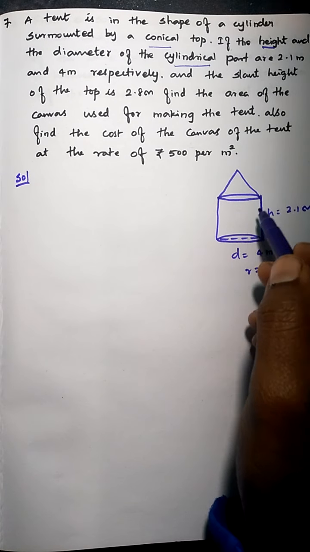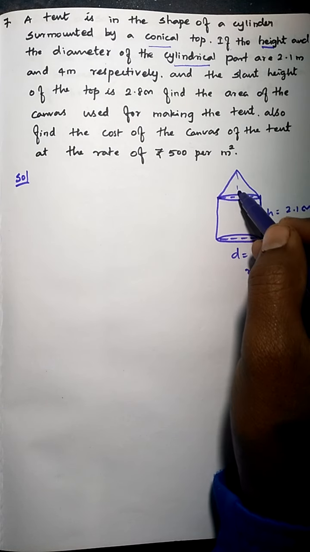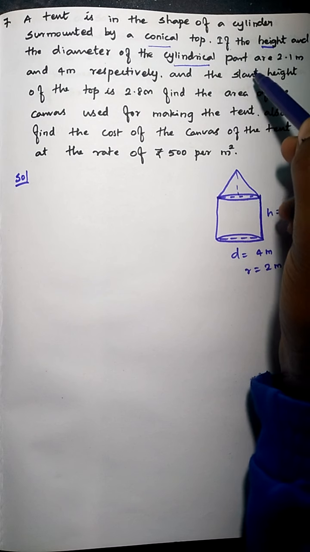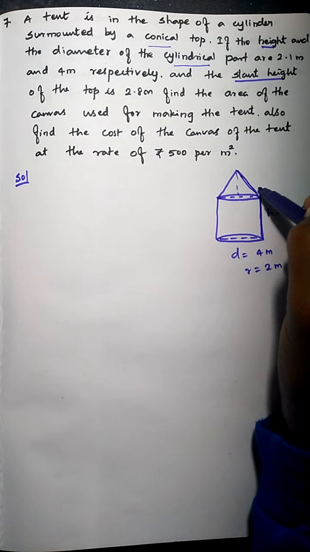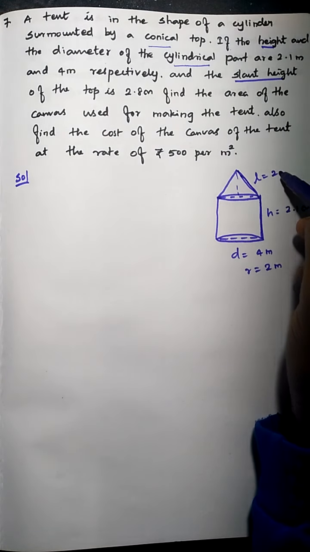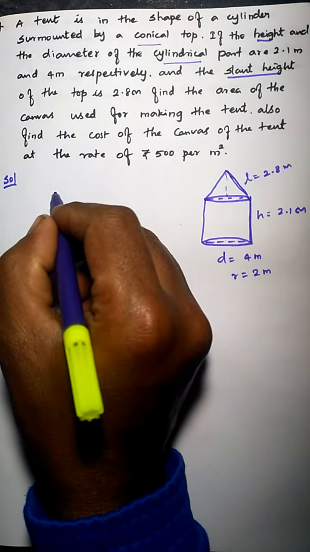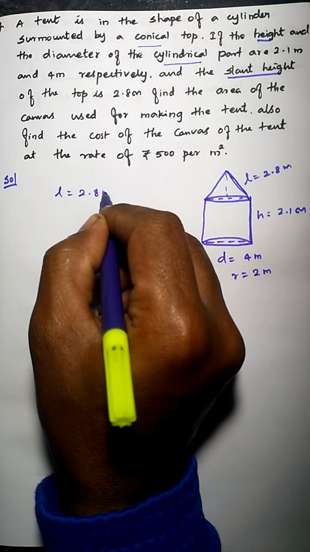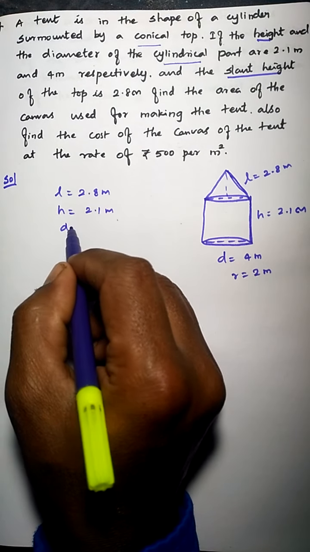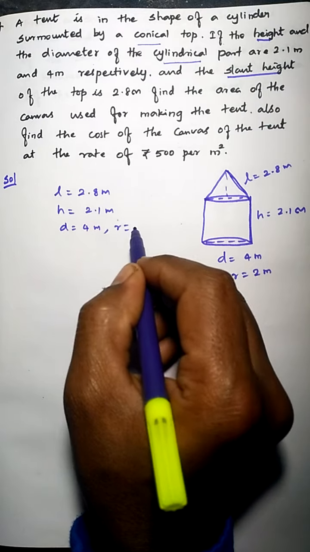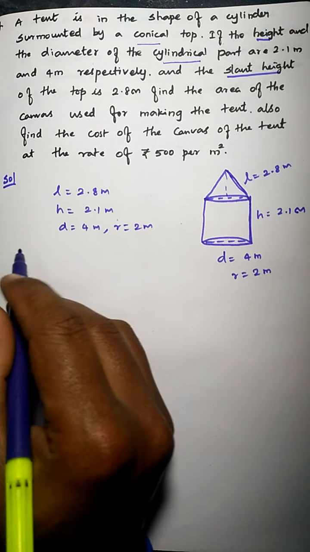See here, the diameter of the cylinder and the diameter of the cone will be the same. And one more thing is given in the question, the slant height of the top. This is the slant height. You can see this line, slant height L is given how much? 2.8 meter. So let's write all the given data here. Slant height L is equal to 2.8 meter, height of the cylinder H is 2.1 meter, and diameter D is 4 meter. Then the radius will be 2 meter. So let's find out first the surface area of the tent, then we can calculate the amount.